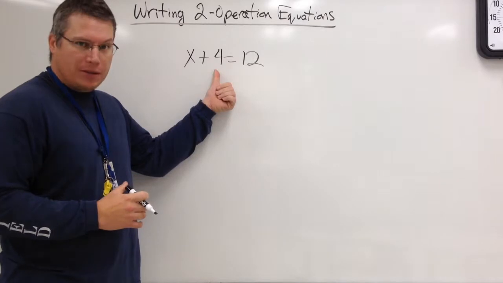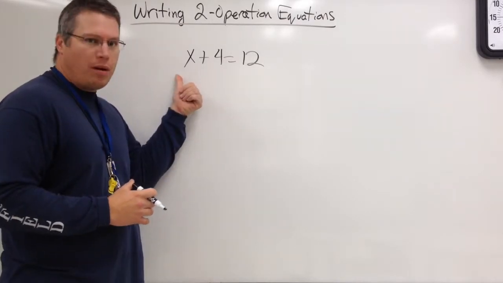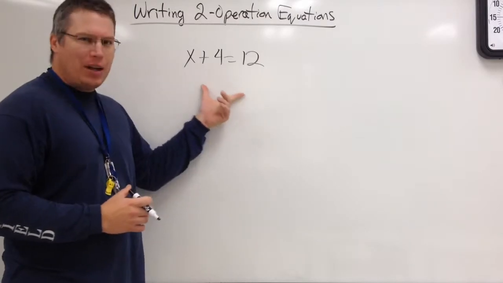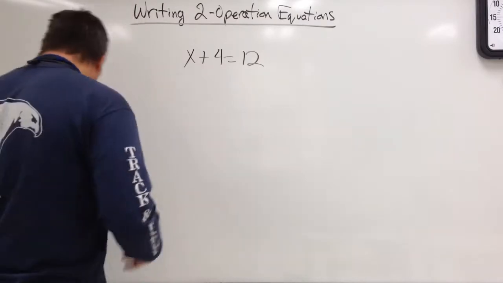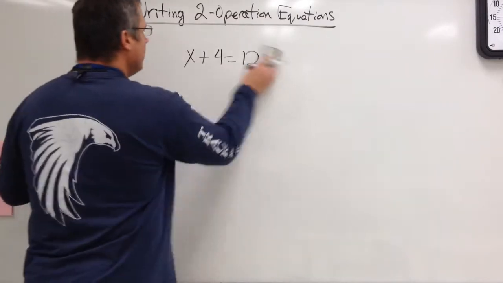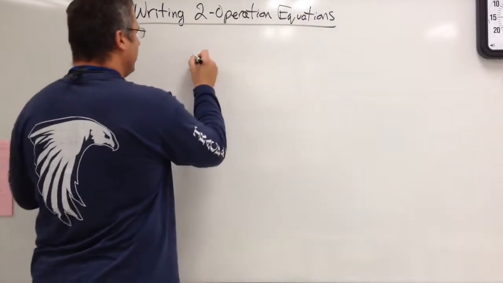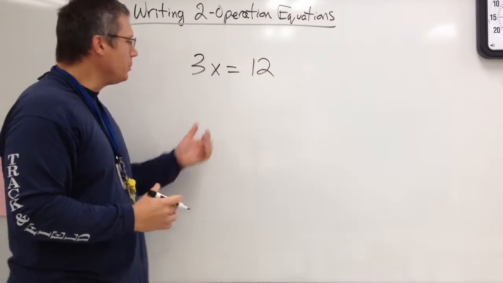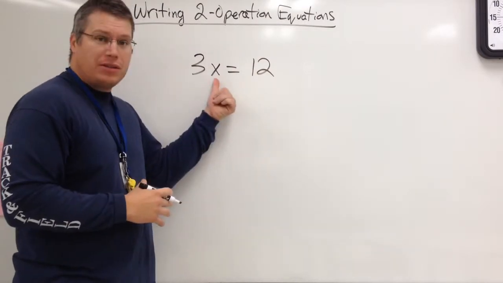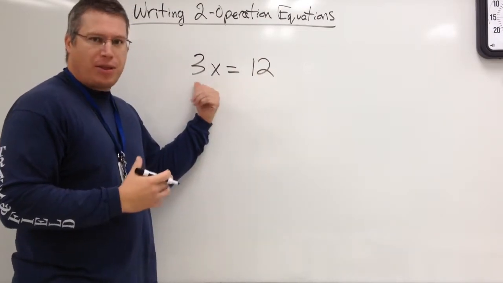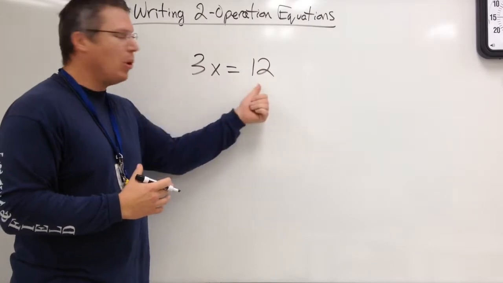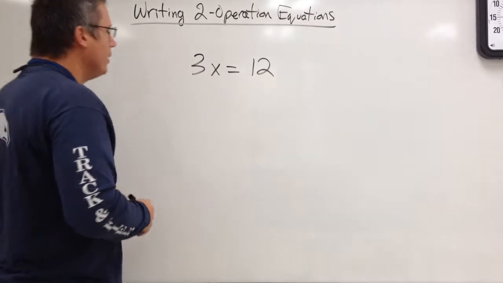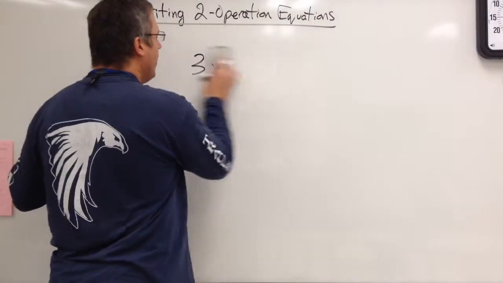Jim has 4 pencils. He got some more. Now he has a total of 12. So writing out that equation doesn't take a whole lot because there's only one operation with it. I also could have something like this. Jim has some pencils. He now has 3 times more. He has a total of 12. How many pencils did he have to begin with? So those are single operation equations.